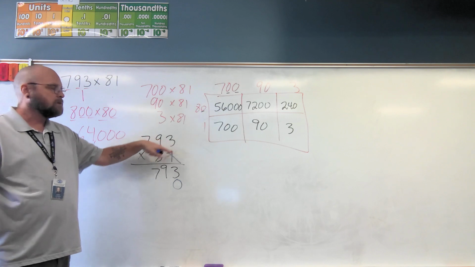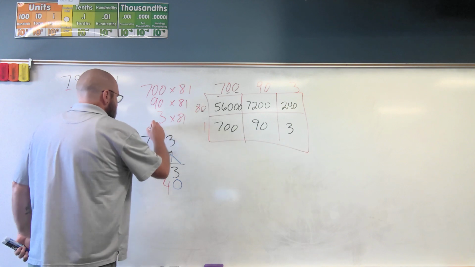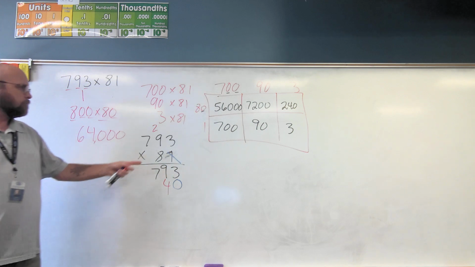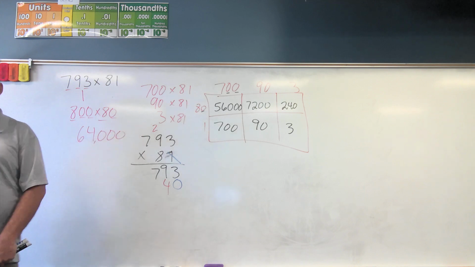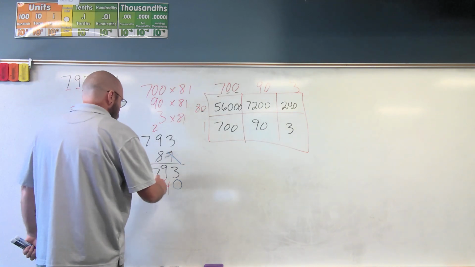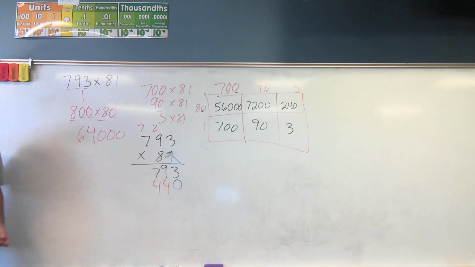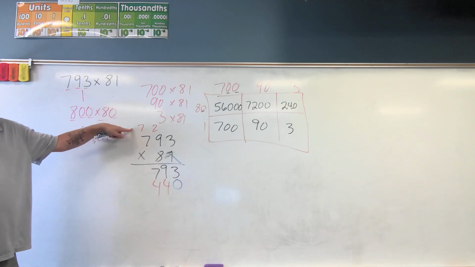So I have 8 times 3, which is 24. So I have 24 10s, which is 4 10s and 2 hundreds. 8 times 9, 72. 72 plus the other 2 hundreds I have? 74. So I have 74 hundreds or 4 hundreds and 7 thousands. 8 times 7, 56, plus my other 7? 56 plus 7. 62.